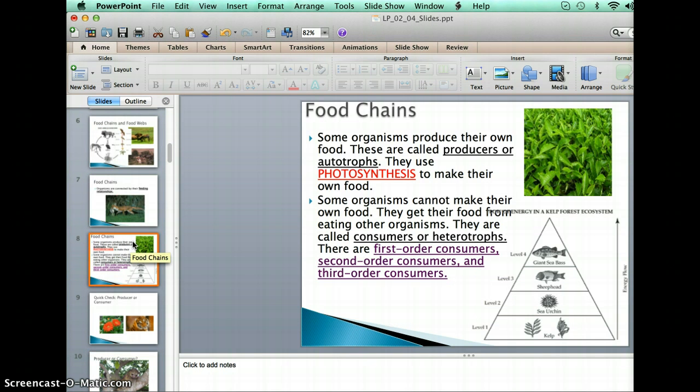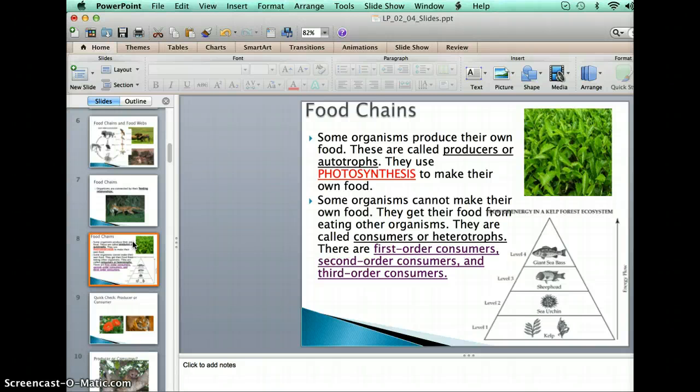To understand how to create a food chain, you have to understand the different parts of it. There are two main parts of a food chain, producers and consumers. Some organisms produce their own food. Hopefully you learned that last year when we talked about photosynthesis. We call organisms that produce their own food producers, or we can also call them autotrophs. Auto means self, so they produce their food themselves. To produce this food they use photosynthesis that creates glucose, which is food. So it's plants that are producers in a food chain.